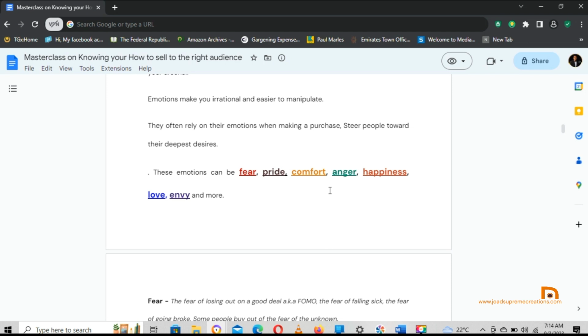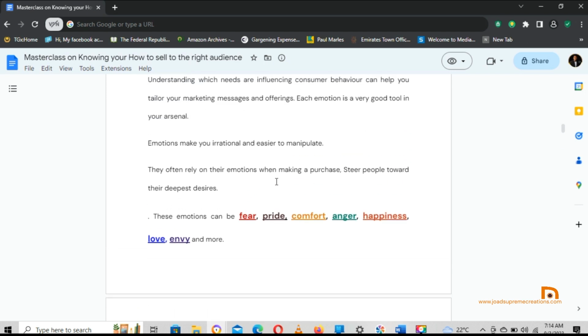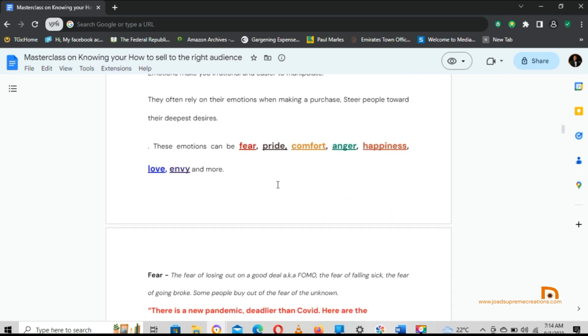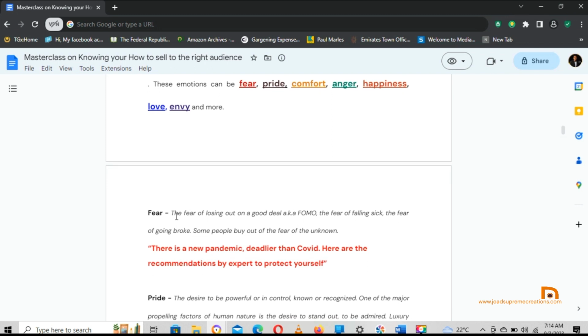And don't forget emotion. People are emotional buyers. People buy with their emotions first, then later on they might start to justify that with logic. That's why you buy things that you don't need. Talking about fear of missing out, you just buy something that you don't need because of what? Because you feel that you are missing out on a particular offer.